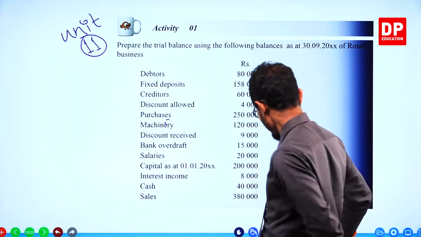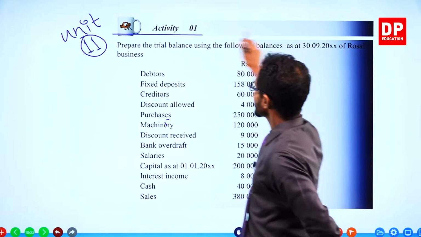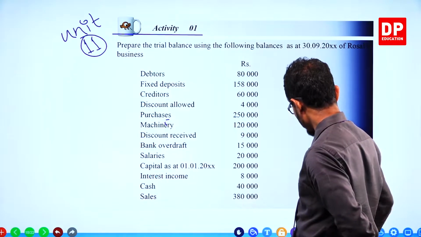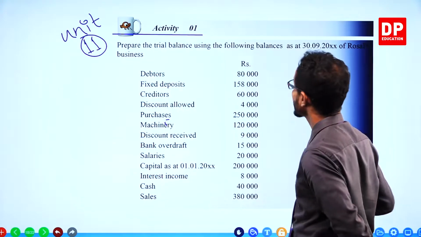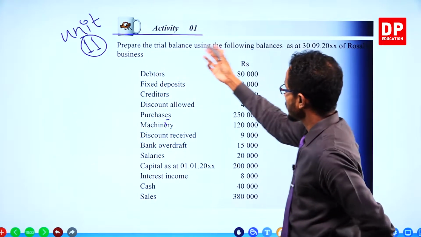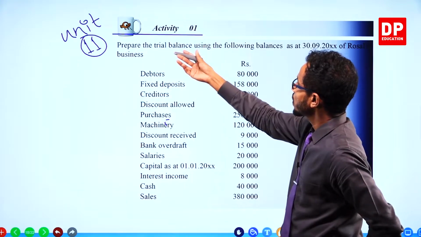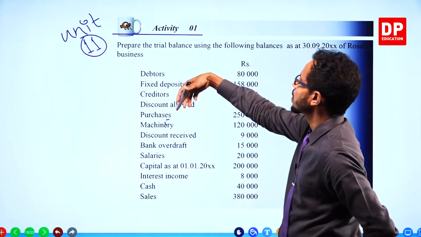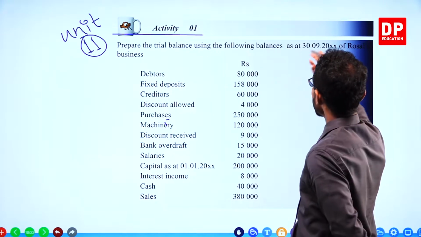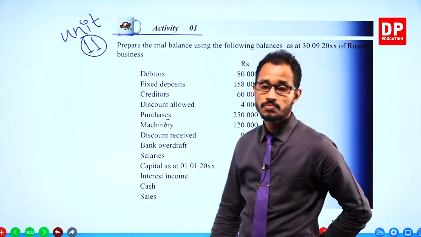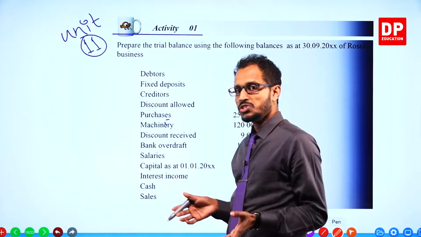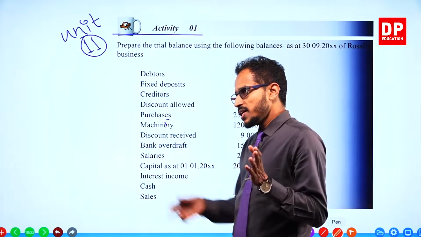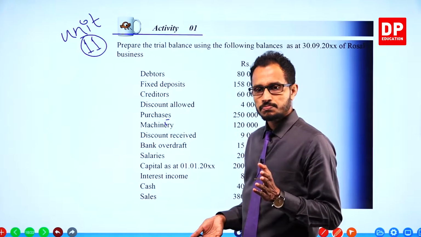Right, children. Anyhow, we are doing this. It's a textbook activity. The page number, of course, you can guess, at the very end of the lesson, Unit 11. Prepare the trial balance using the following balances. Now, as you know, children, the trial balance comes at the very end of the bookkeeping process.